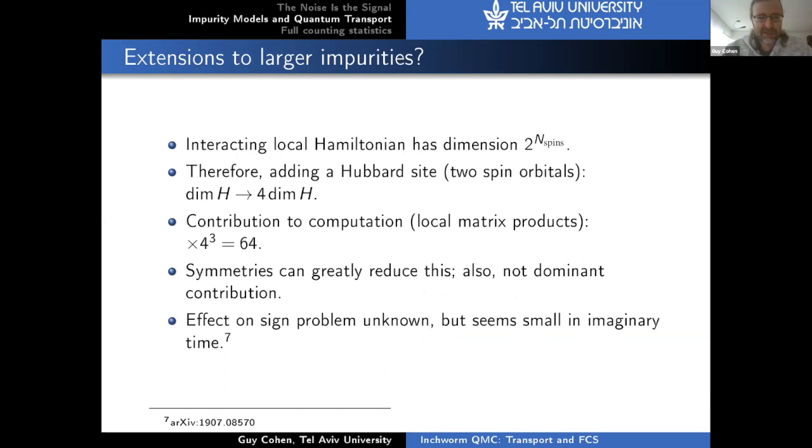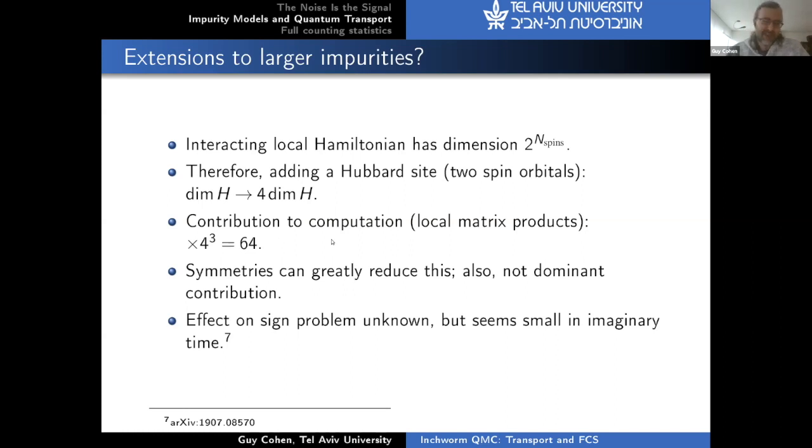Okay, so I was asked to talk a little bit about extensions beyond just the simple Anderson model. So this is a hybridization expansion. I start from the atomic limit and initially I solve just the impurity site by itself. So if that has n spins, I have 2 to the n many body states on that. So it's exponential in the number of spins that I have, or it's 4 to the number of spin half degenerate orbitals. So going from a single Anderson impurity to a double Anderson impurity is a factor of 4 in the Hamiltonian. And that amounts, because we have matrix products in this Hamiltonian in order to calculate things, to something like a factor of 64 in the calculation.